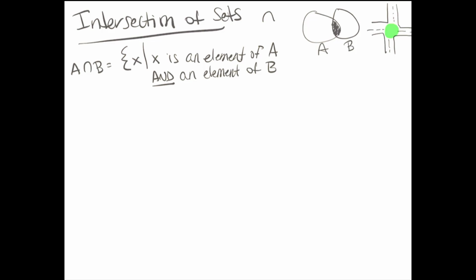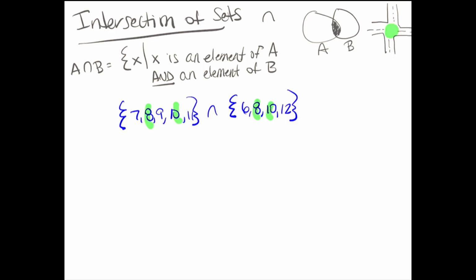So let's say we have the set 7, 8, 9, 10, and 11. And we know it's a set because it's got those pretty little brackets on there. And we want to find the intersection with another set of information, a set of, let's say, 6, 8, 10, and 12. And we know that's a set because it also has brackets on there. I'm going to look at the elements of both of these, and for it to be the intersection, it's going to be what it shares in common. So I can see that I have an 8 in common, and I have the 10 in common.